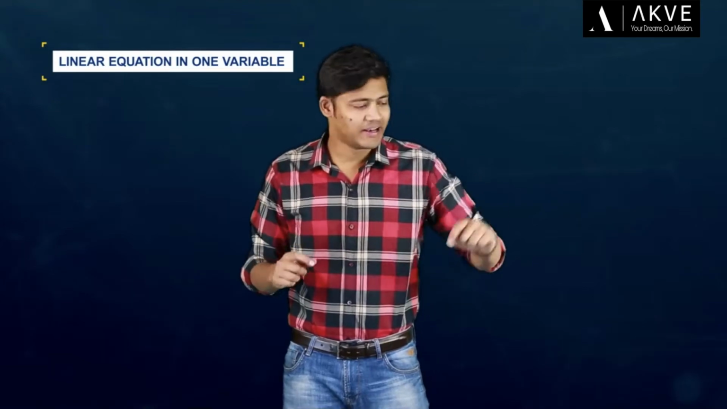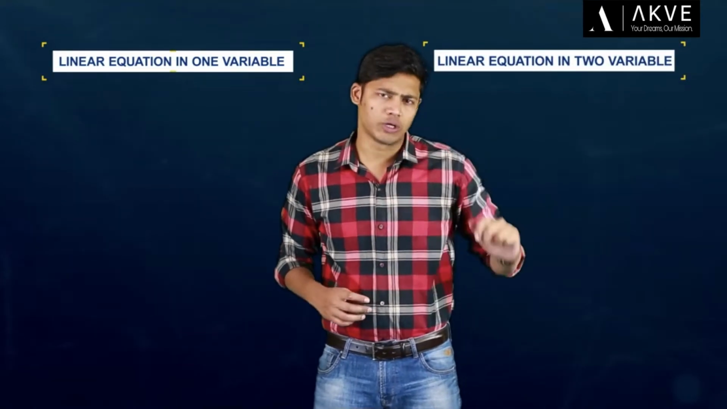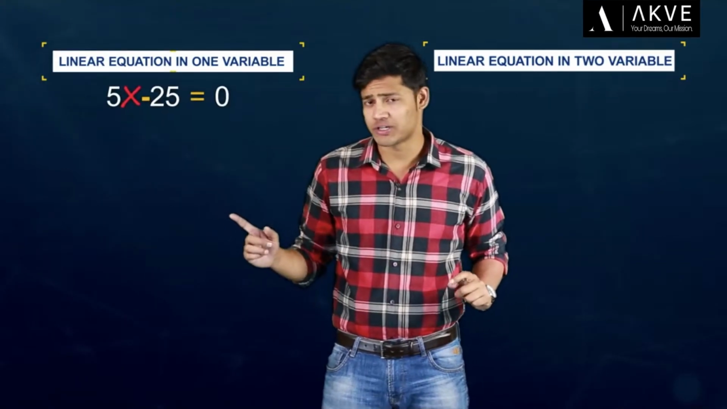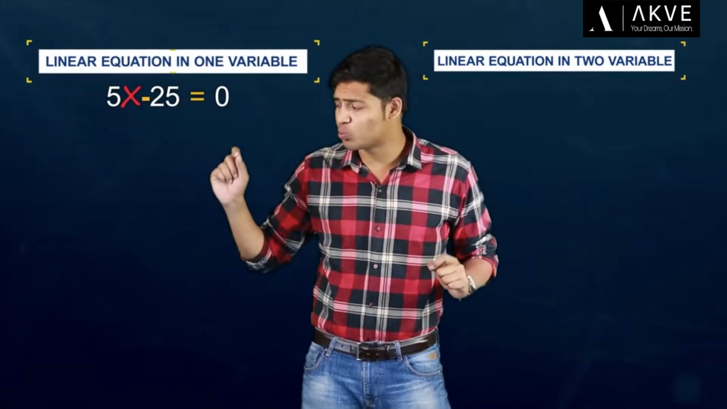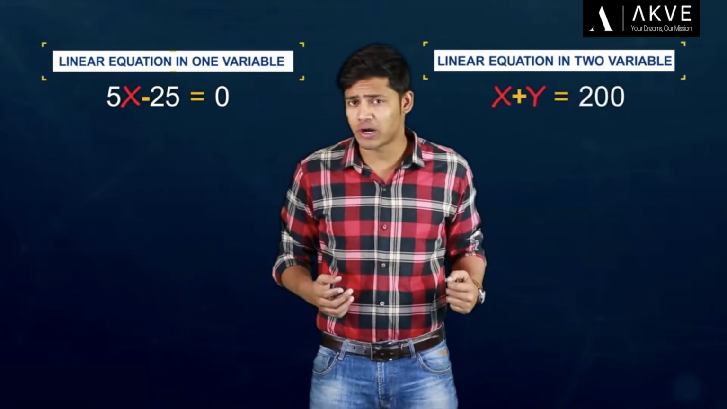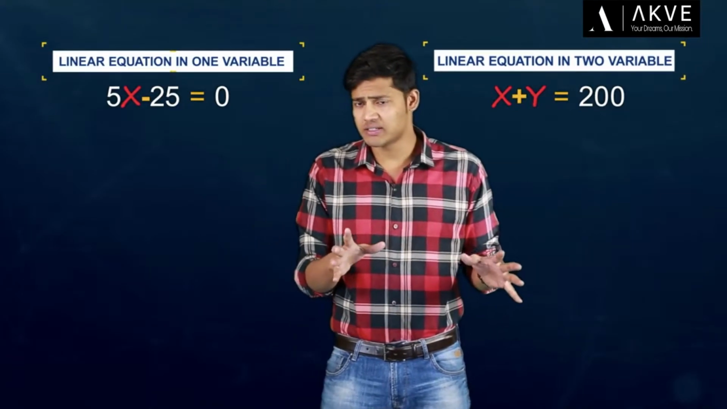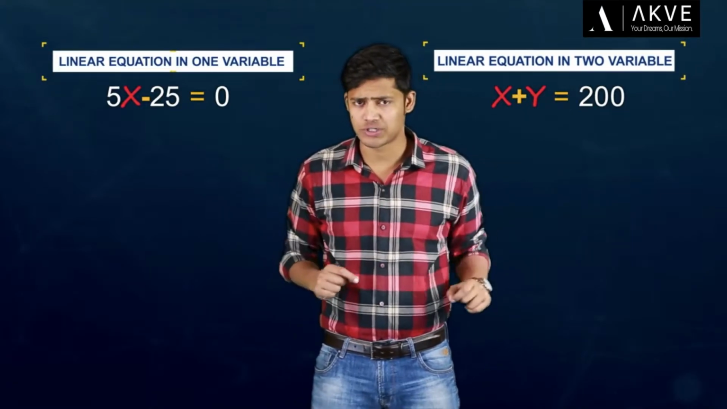Hello friends, we have been talking about linear equations in one variable and linear equations in two variables. Now let's consider two equations. This equation is a linear equation in one variable, whereas the equation x plus y equal to 200 is a linear equation in two variables.